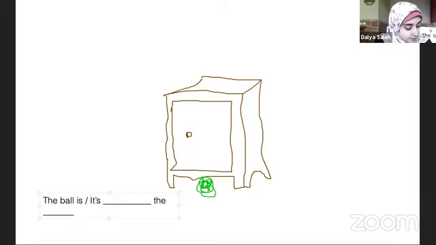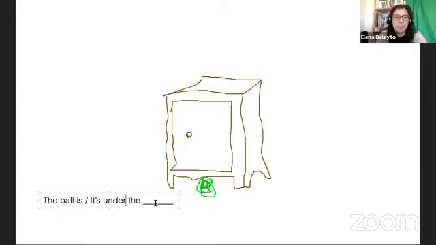Okay. Yes, here's Steven, Abir, Lina. So let's see. The ball is under the cupboard. That's right, the ball is under the cupboard. Fantastic, well done. Dalya, do you want to try and do another one?